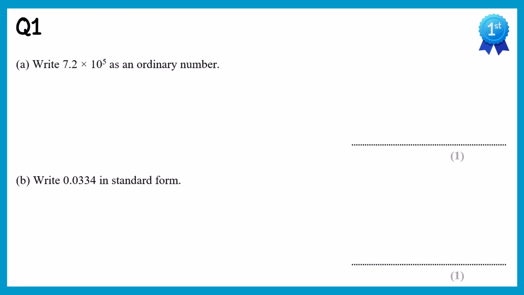In this question, we need to write 7.2 times 10 to the power 5 as an ordinary number. 10 to the power 5 means 10 multiplied by itself a total of 5 times. So we can just take 7.2 and multiply it by 10 5 times.